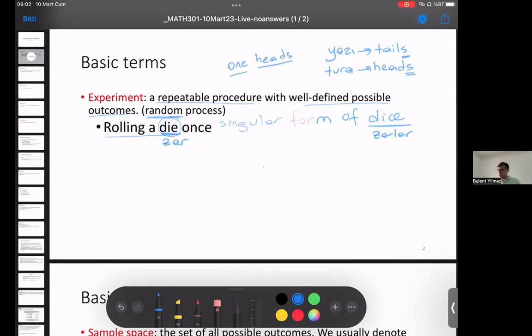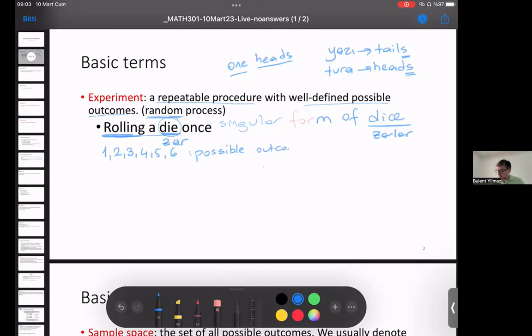So let us talk about rolling a die experiment. Is it a random process? Can we know the outcome for sure when I roll a die? It's not possible, right? What are the possible outcomes for rolling a die? It may be 1, 2, 3, 4, 5, and 6. There are 6 possible outcomes. When I roll a die, any one of these I can have as a possible outcome.